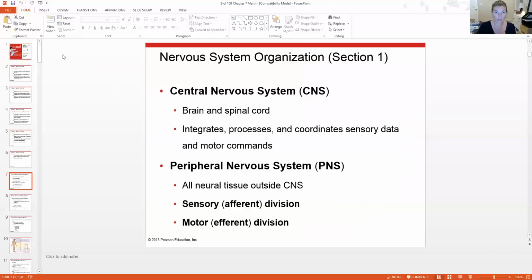First of all, you have the central nervous system, which is just the brain and spinal cord. The job of the brain and spinal cord is to integrate, process, and coordinate all of the sensory information that's coming in and then send out responding motor signals.